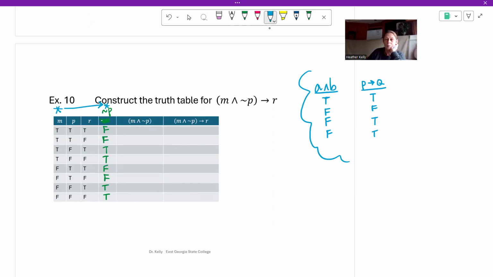For the ands, remember the only thing that's true is if they're both true. So we're going to have false, false, true, true, false, false, false, false. False, true is false. False, false is false. True, true is true. True, false is false. Just want to make sure you see where all those came from. And now we're going to do this next part.